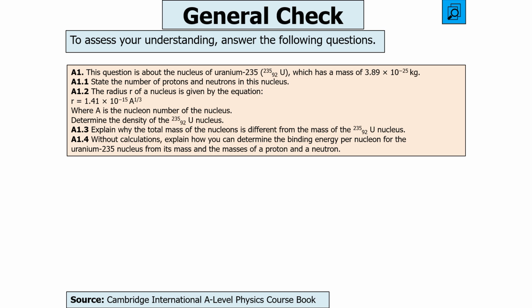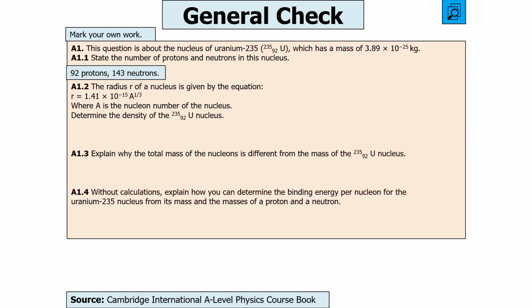The radius of a nucleus is given by the equation R equals 1.41 times 10 to the minus 15 times A to the power of a third. Determine the density of the uranium nucleus, then explain why the total mass of the nucleons is different from the mass of a uranium nucleus, and then without calculation, explain why you can determine the binding energy per nucleon for uranium-235 from its mass and the masses of a proton and a neutron. So pause the video now, then unpause the video when you want to go through your answer.